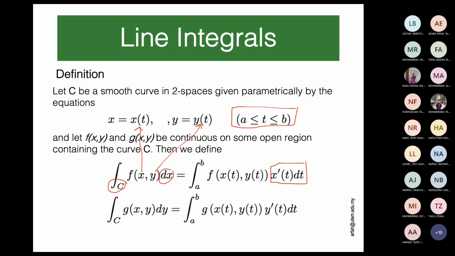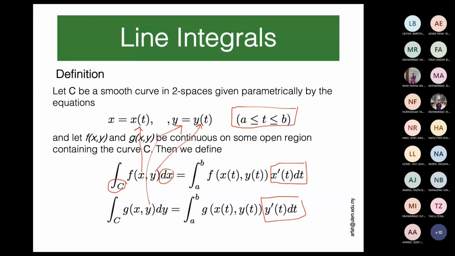And if you have another function g, and we want to find the integration over the smooth curve C, but this time with respect to dy, y is also a function of t. So it will be equal to the integration for t between a and b of g(x(t), y(t)) multiplied by y prime t. So we do the integration with respect to dt in this case.